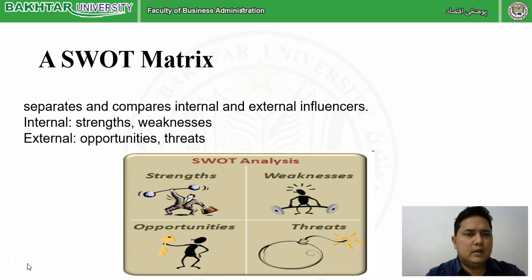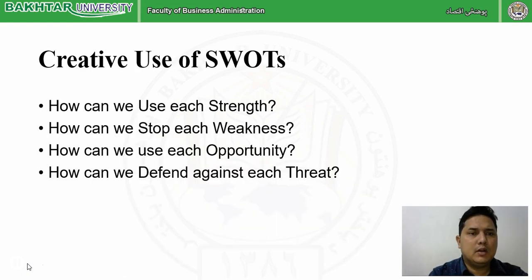So SWOT analysis is also one of the tools for project identification. How can we use each strength? Where can we use our strength? How can we stop each weakness? We cannot stop it, basically we can reduce it. And finally, how can we use each opportunity with the help of strength? How can we defend against each threat?